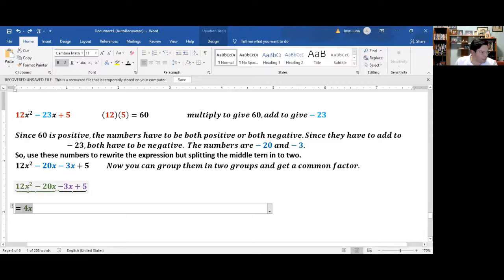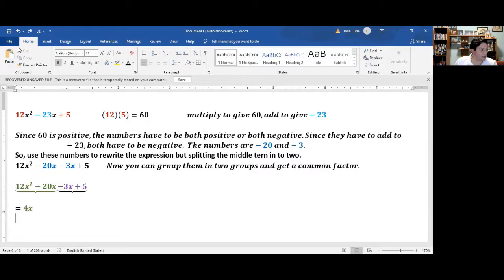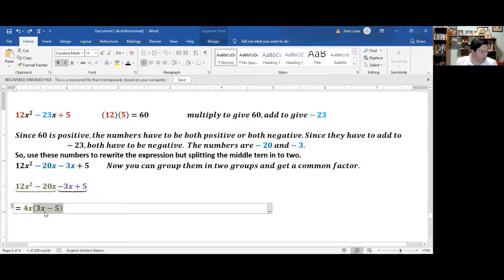So I take 12x squared and divide it by 4x, and 12 divided by 4 is 3, and x squared divided by x is x, so I get 3x. And when I divide negative 20x by 4x, that would be negative 20 divided by 4, which is negative 5. x divided by x is 1, so minus 5. So I get 3x minus 5. And I write it in parentheses because it is multiplying.